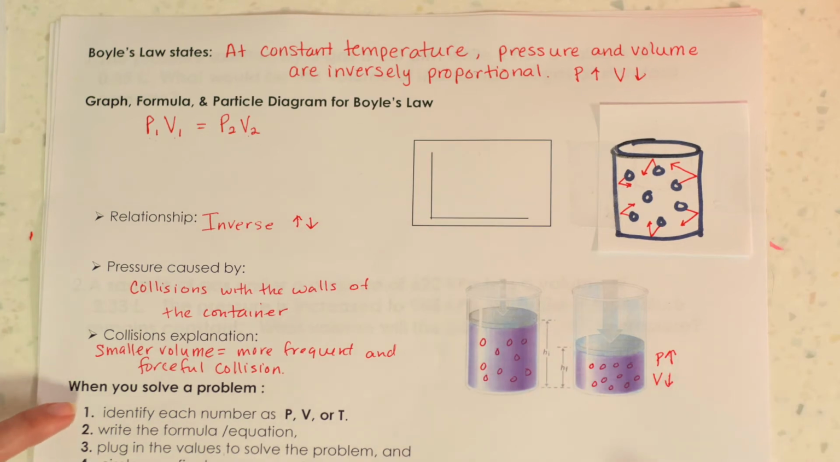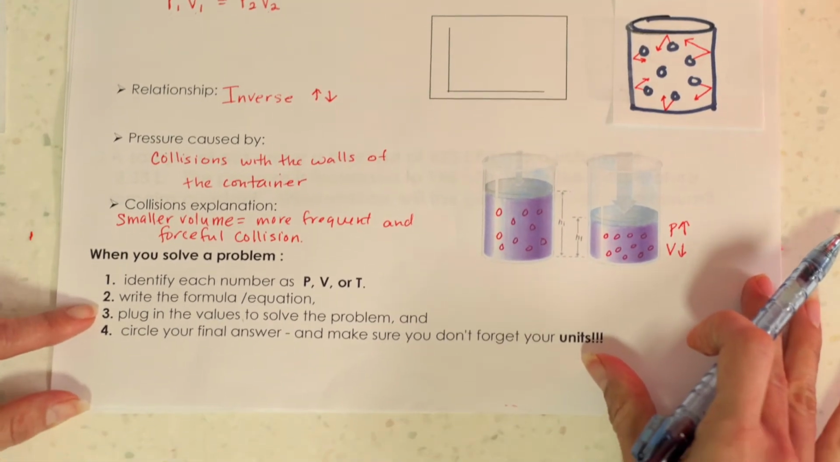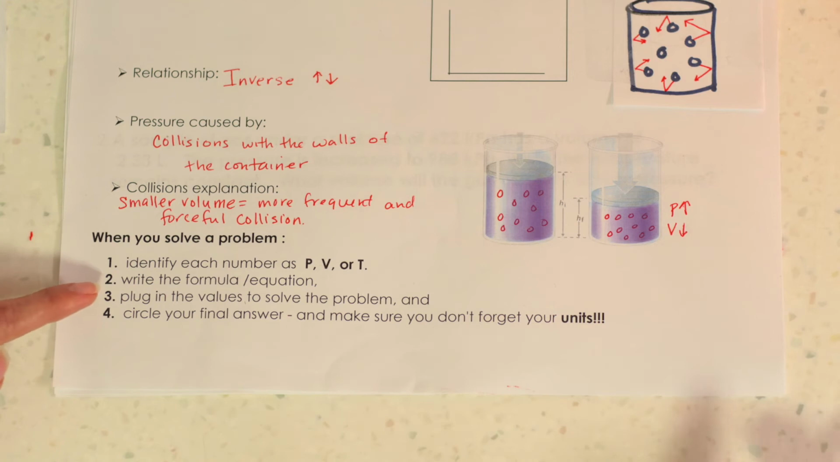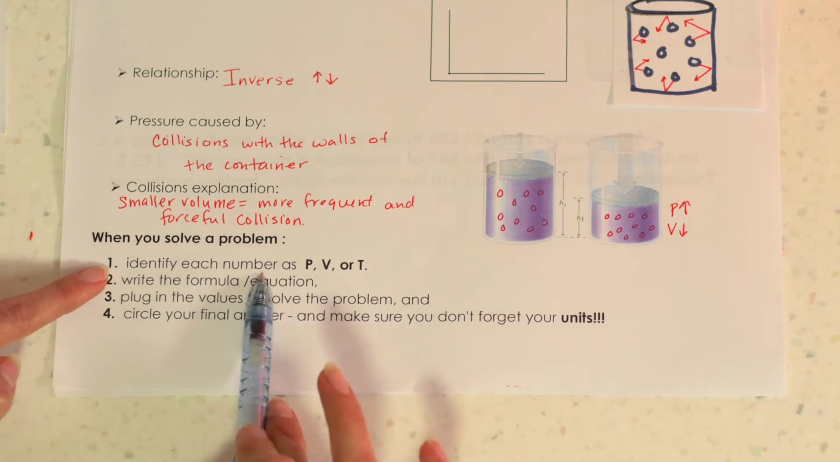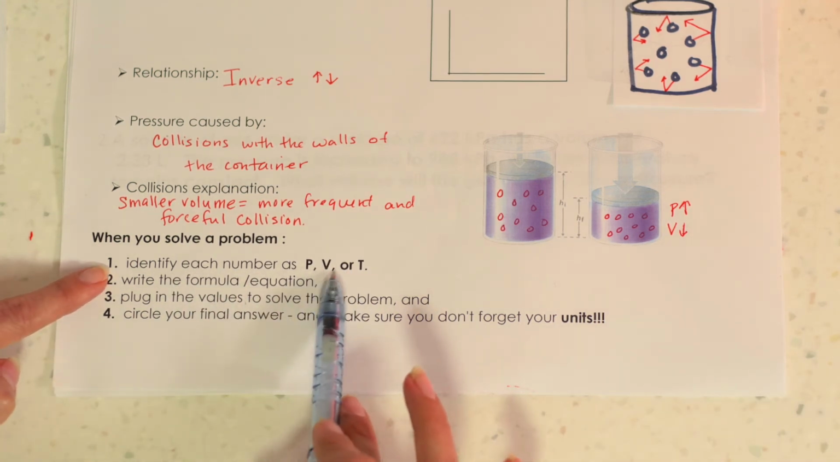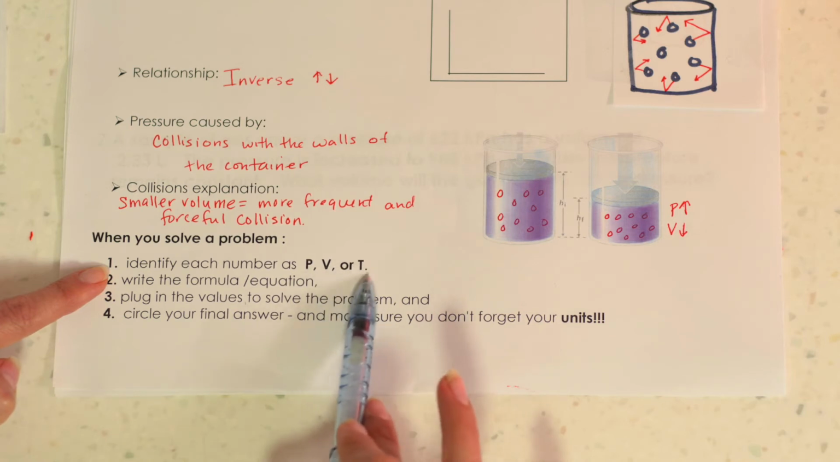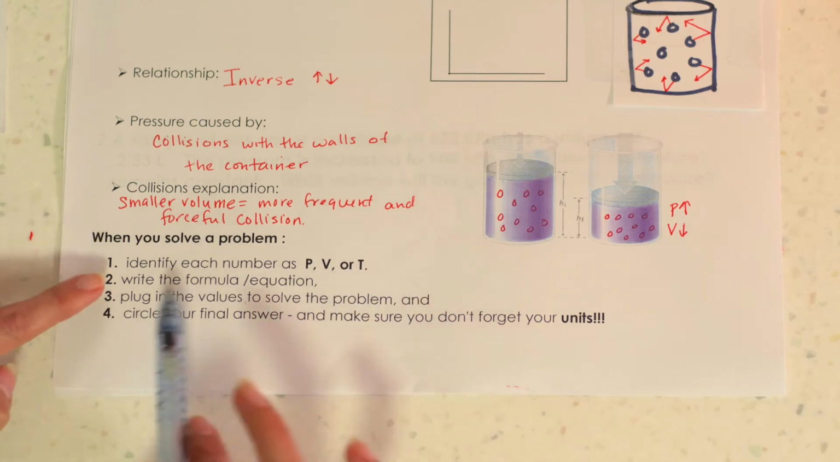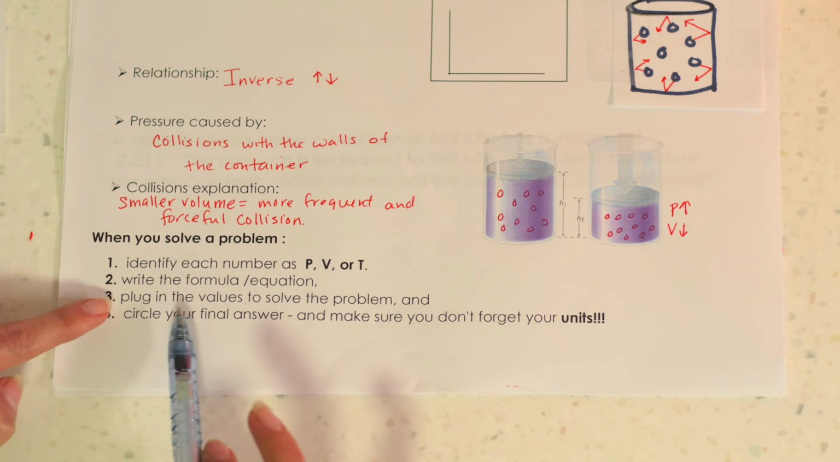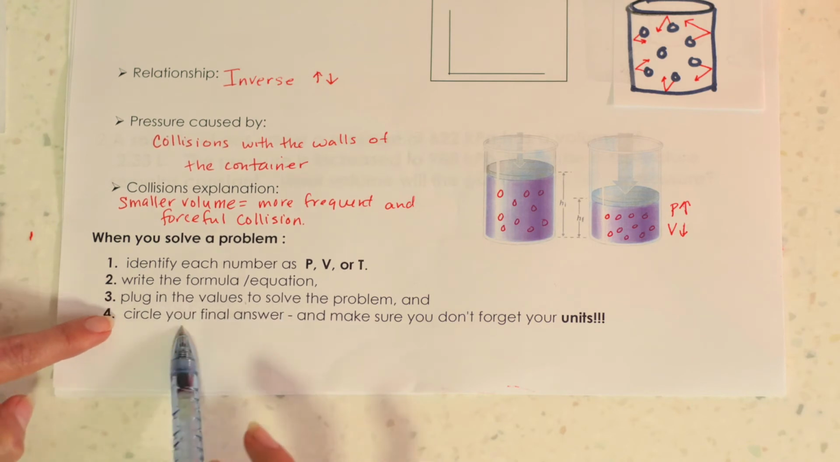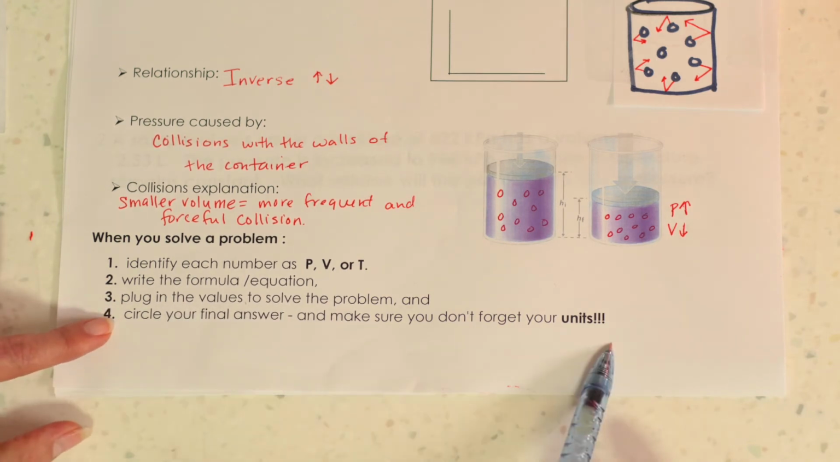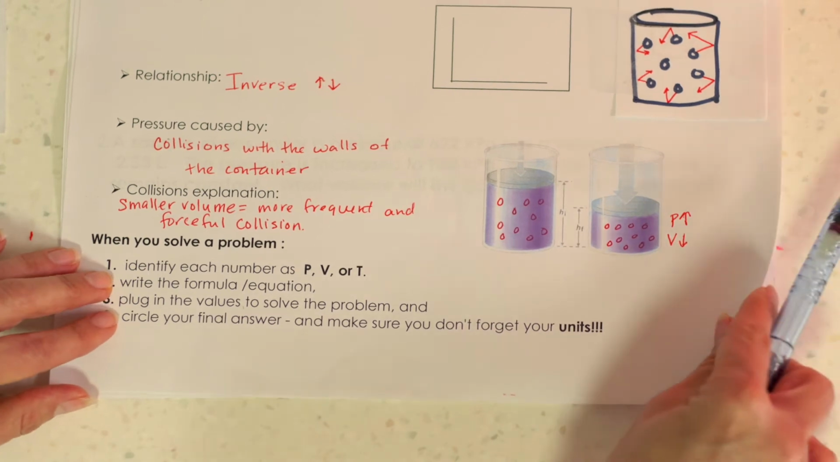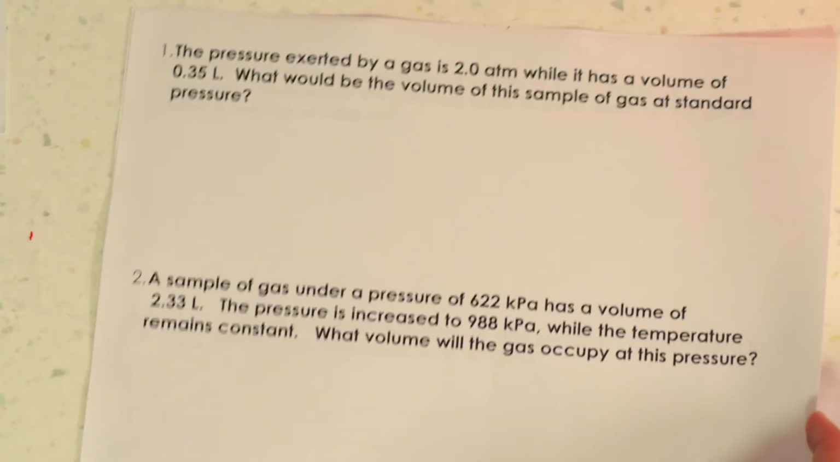Now we're going to go through how to solve these problems one at a time. We're going to have to identify each number as pressure, volume, or temperature. Temperature should be held constant if this is a Boyle's law problem. We're going to write the formula, the equation, plug in the values, and then circle our final answer, and don't forget the unit. So let's do a few problems. Mine's a little bit bigger. It should be right underneath there on yours.